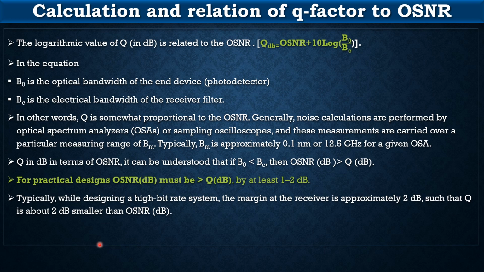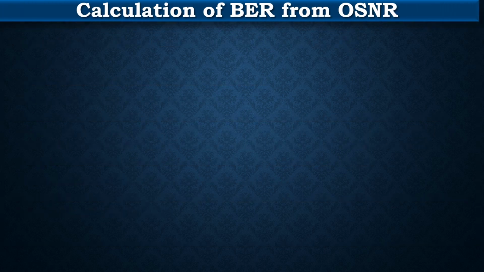Typically, while designing a high bit rate system, the margin at the receiver is approximately 2 dB. So this is the margin we keep at the receiver, such that the Q is about 2 dB smaller than the OSNR. So the quality factor is 2 dB smaller than the OSNR. We just keep the 2 dB margin.